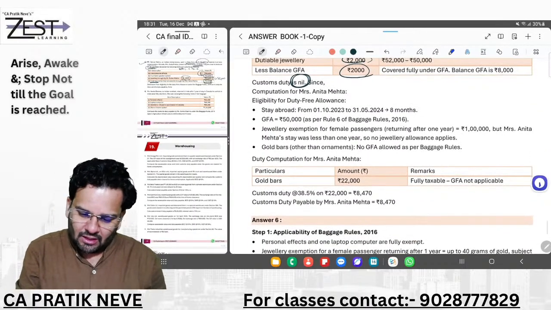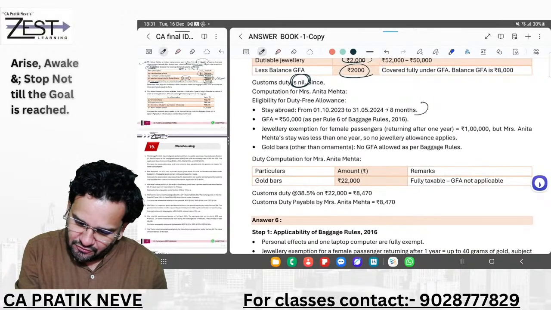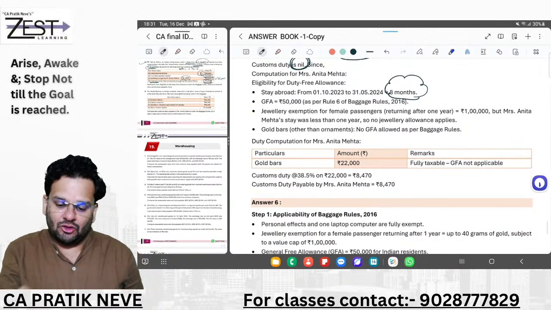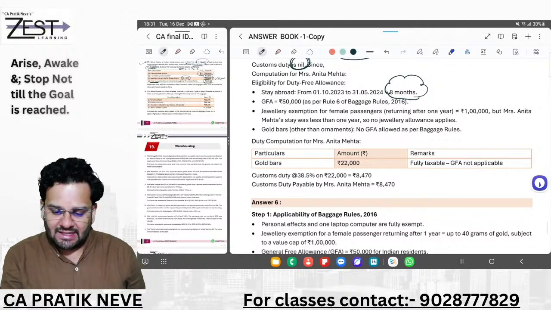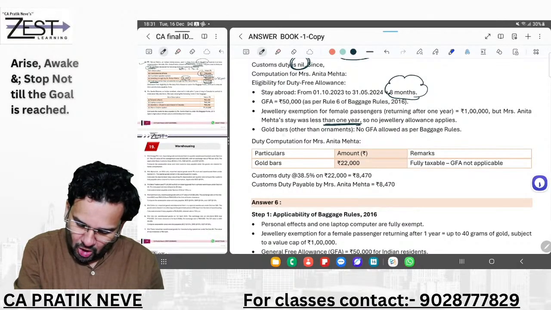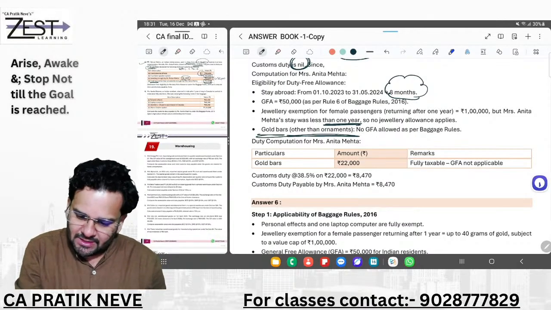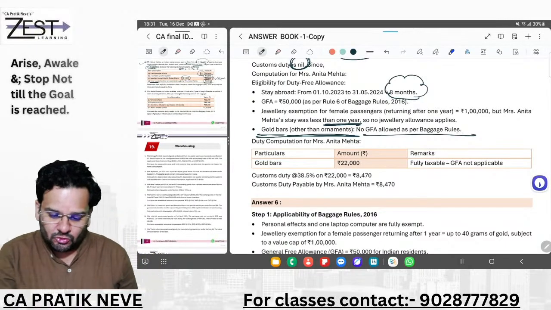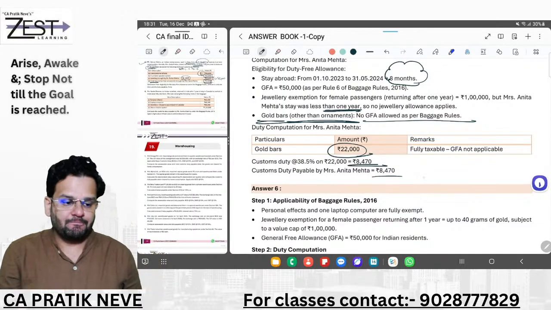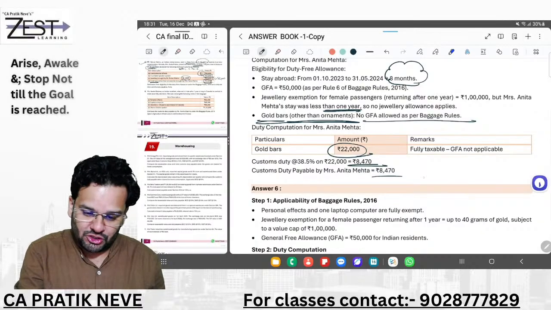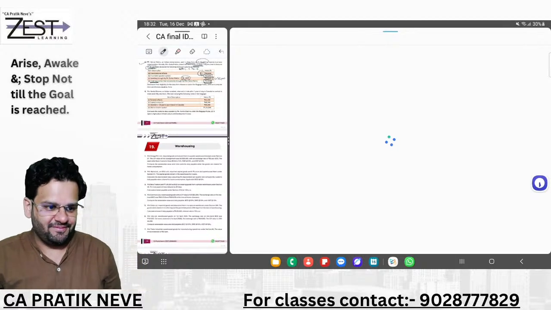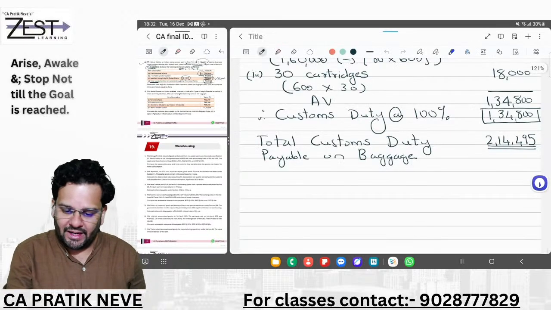Now talk about his wife. His wife stayed less than 1 year. Okay, that jewelry allowance will not be applicable because her stay is less than 1 year. Okay, and on gold bars other than ornaments, no GFA is allowed as per baggage rules. So gold bars will be taxable at normal rates. Clear? Now can we show its solution? If you all are ready, we will show you the solution. Means we will go ahead and solve it.